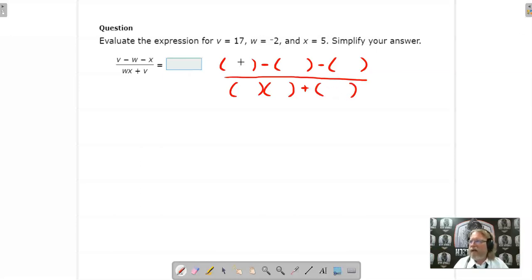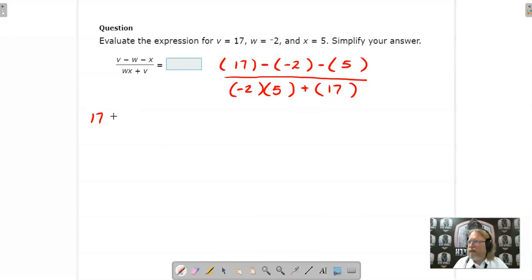So V is supposed to be right here, that's 17. W is negative 2. See that minus and negative? That's kind of why I like to use the parentheses. And then X is positive 5. And then W is negative 2, goes right there. X is positive 5. And V is 17.